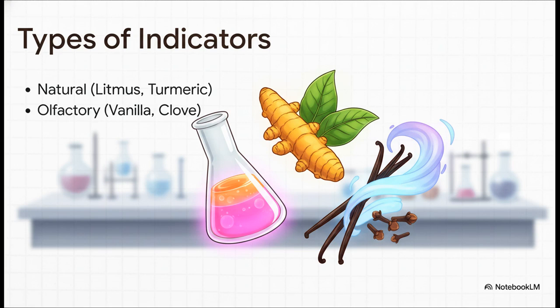Now we've got to go beyond just basic litmus paper. Indicators are what tell us if something is acidic or basic. We have natural indicators like turmeric. You know, when a turmeric stain on a shirt turns reddish-brown after you wash it with basic soap. Then you've got synthetic ones like methyl orange and phenolphthalein. But here's a massive pro tip for your test. Examiners absolutely love throwing in olfactory indicators. These are things like vanilla, onion, and clove. Their actual smell changes depending on if they're hanging out in an acidic or basic medium. Definitely keep that in your back pocket.